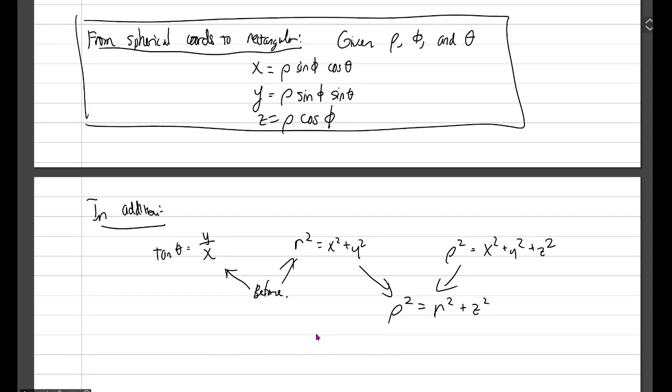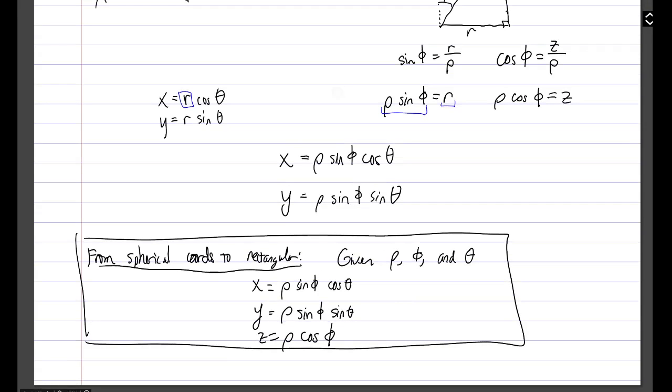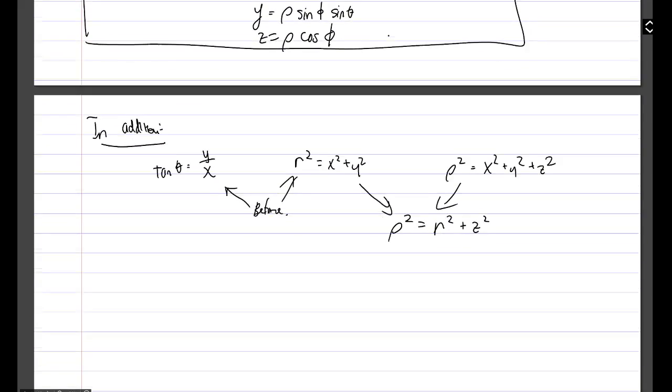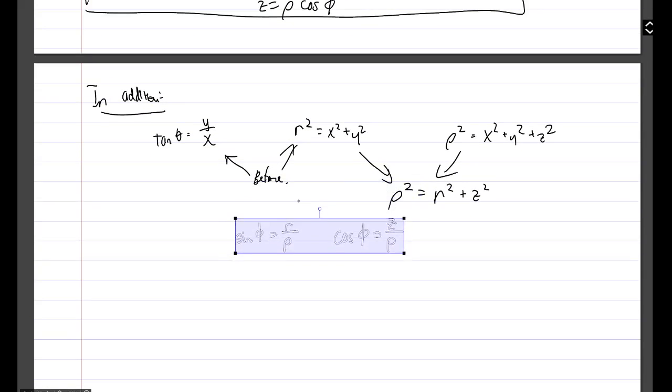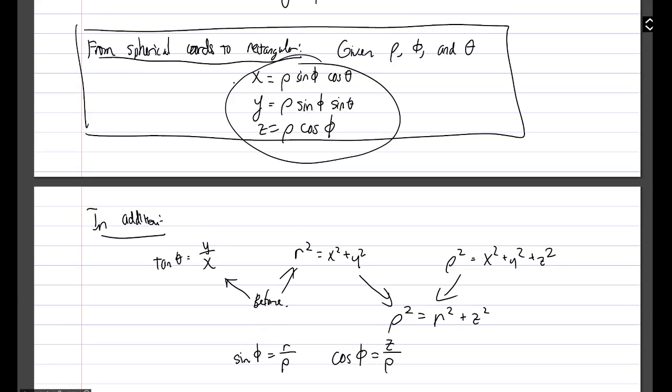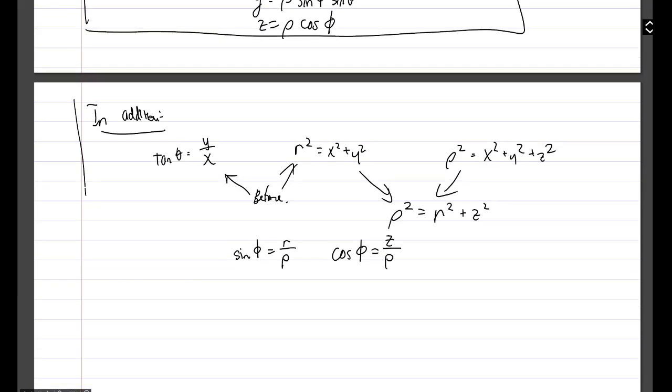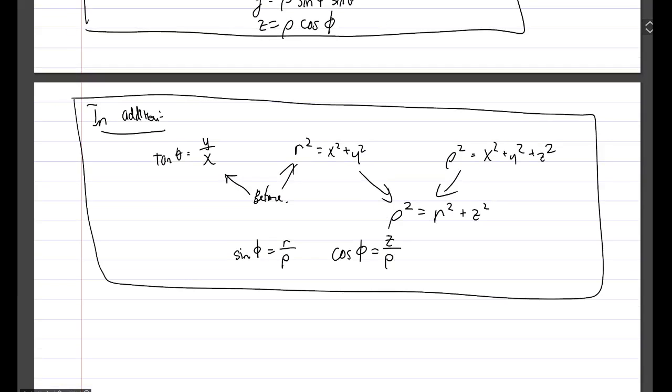In addition, from way back over here, I'd like to just copy paste that we had these two equations. We also have sine of phi is equal to r over rho, and cosine of phi is equal to z over rho. So I think the point is, these equations are nice, but that's what you do if you're going from rho, phi, and theta to x, y, and z. If you're doing some other things, you may need some of the other equations in here as well.